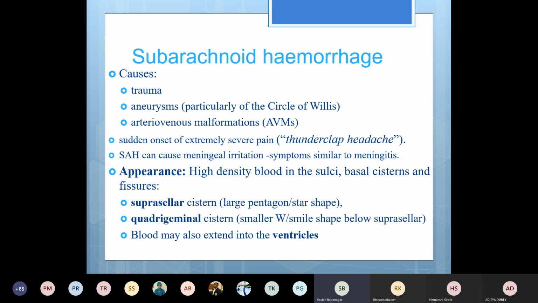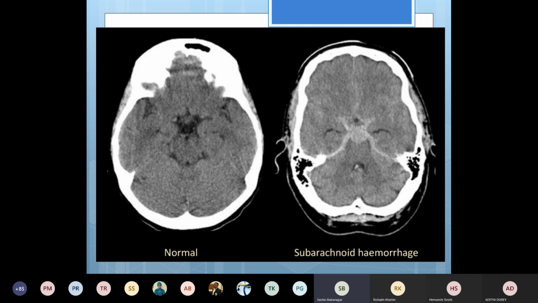Subarachnoid hemorrhage, what are the causes? You can have trauma as a cause. You can have rupture of an aneurysm, which is an abnormal dilatation of the normal arteries supplying the brain, and any AV malformations. History of sudden onset severe headache, okay, that's a very classic symptom of any SAH. And you look for these places: suprasellar cistern, trigeminal cistern, and of course all the sulci. And look for any high density blood.